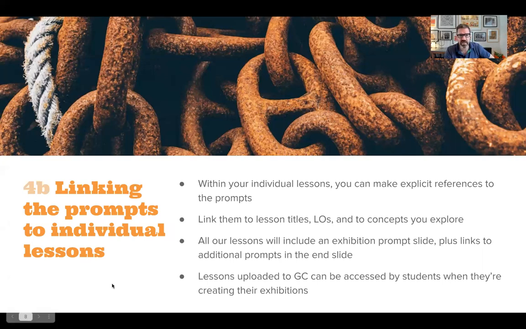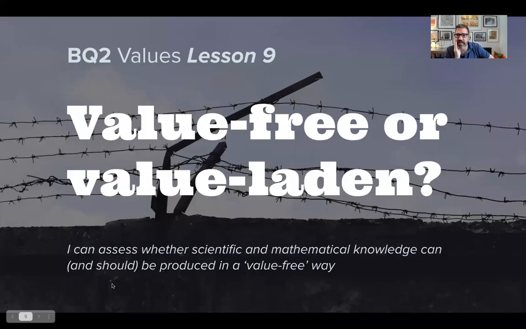Okay, so how does this look in a lesson? This is a lesson from big question number 2. This is the 9th lesson that we teach. Value free or value laden. It's all about, well, you can see from the lesson objective itself: I can assess whether scientific and mathematical knowledge can and should be produced in a value free way. So you can already see how that links to the IA prompt that we've already come across.